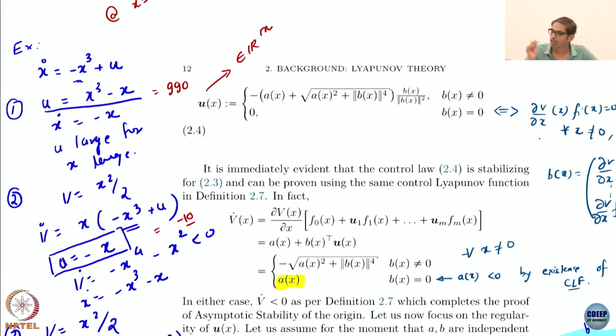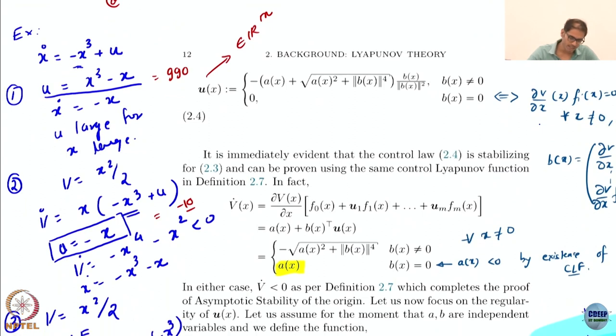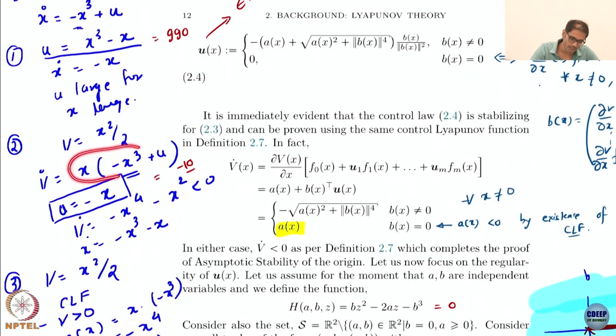Now without going into any CLF theory or universal formula, I just look at this to design a control. What will I do? I know that these two multiplied are not giving me anything bad. They are giving me a negative term. So I don't try to cancel it. I just introduce another negative term. Okay. So my control is just u equal to minus x. In fact, it's a linear controller.